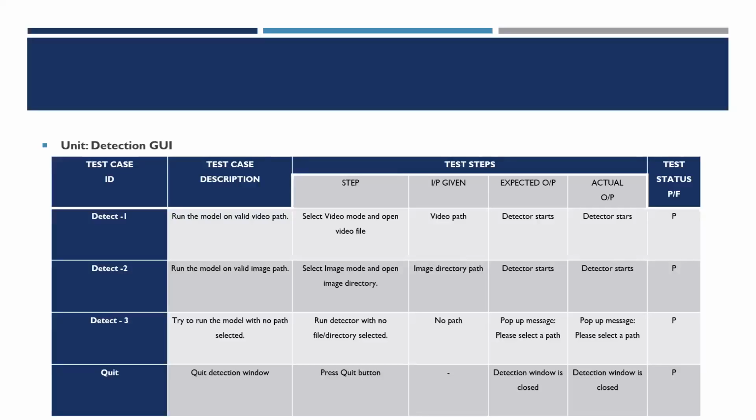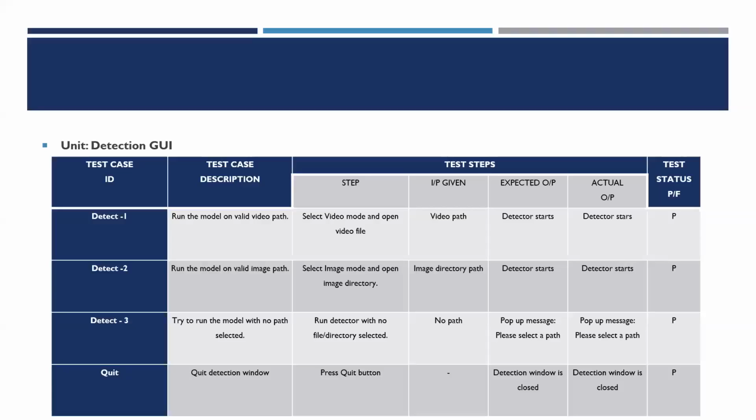Second, we choose a valid image path rather than a video path. So we select image mode and open the image directory. The input given will be the image directory path. The expected output is that the detector starts. The actual output is also the same. Then the test case is passed.